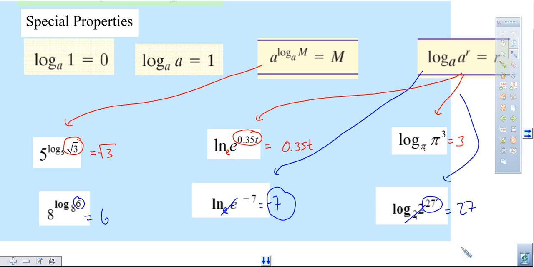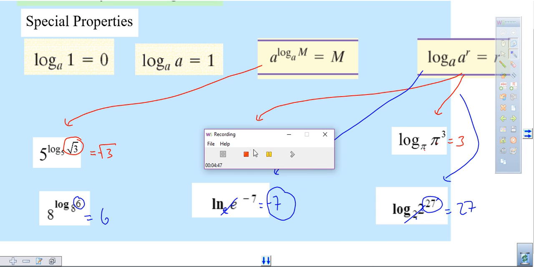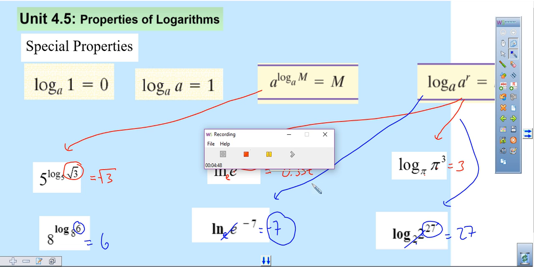Let me hit pause real quick and see how we're doing on these. That wraps up the special properties, and we'll be using these special properties inside the problems we'll be working in the next couple of videos. So just keep this as a refresher. These are using our special property or applying common logs.